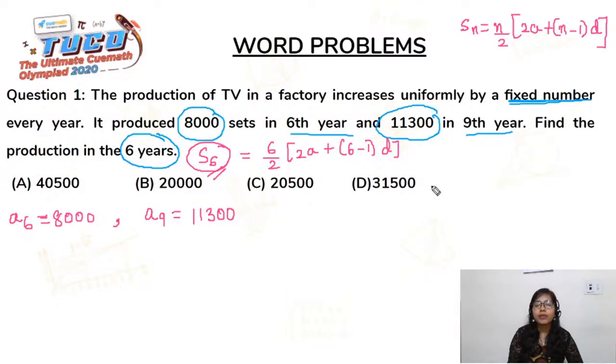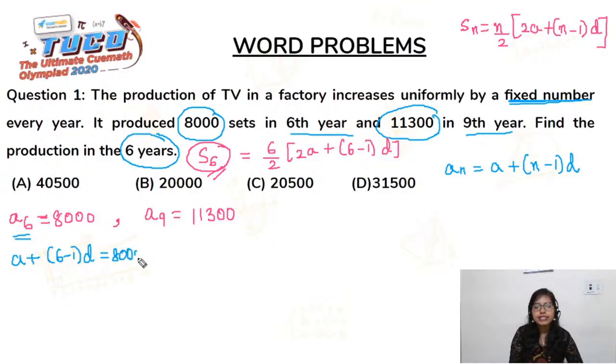Now using the formula, an is equal to a plus n minus 1 times d. Can I say that A6 is a plus 6 minus 1 times d, which is equal to 8,000? Yes, I could say that, right? And A9 is a plus 9 minus 1 times d, which is 11,300.